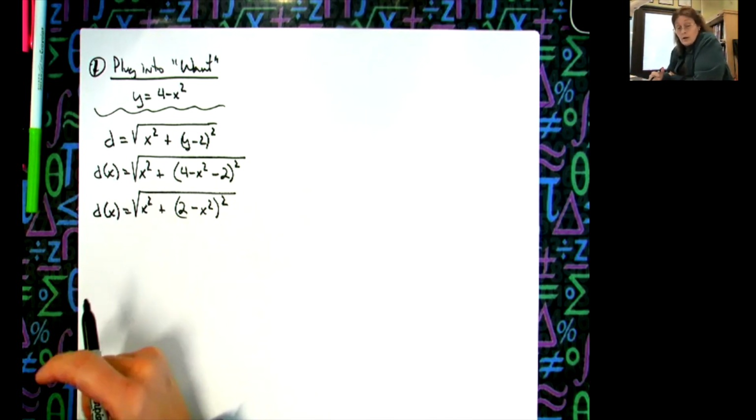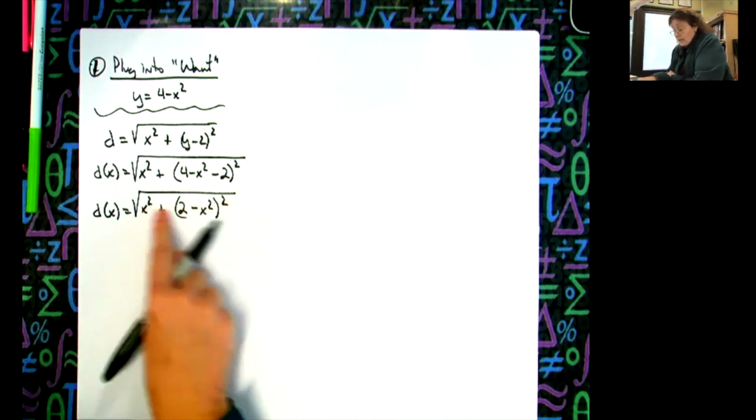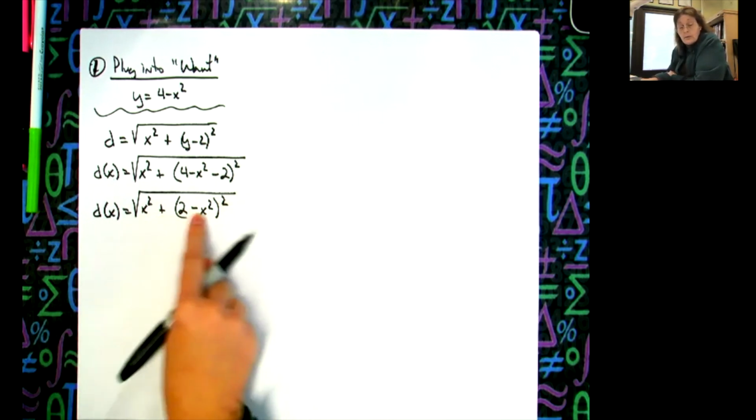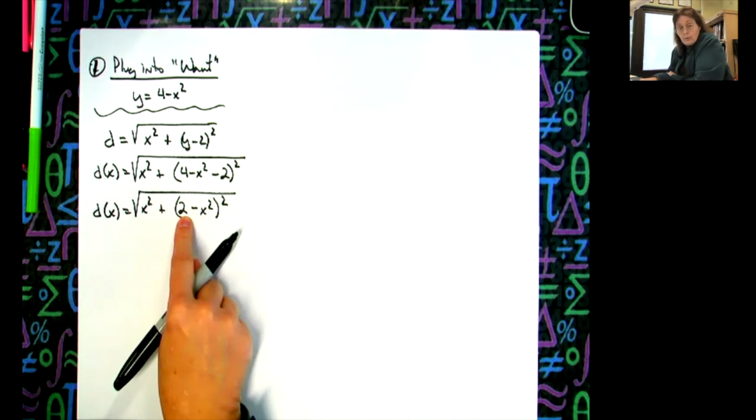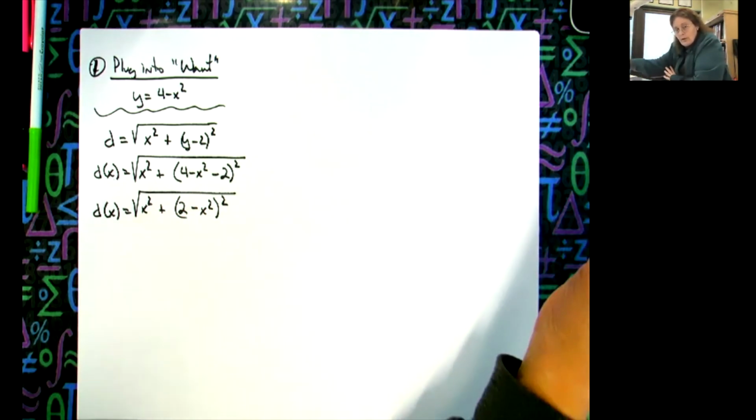Okay, now again, tons of algebra. This right here, I just need to FOIL out. I need to get this as simple as I possibly can, because where am I going in my next step? My next step is to take the first derivative. So I need this as simple as I possibly can before I take that derivative.